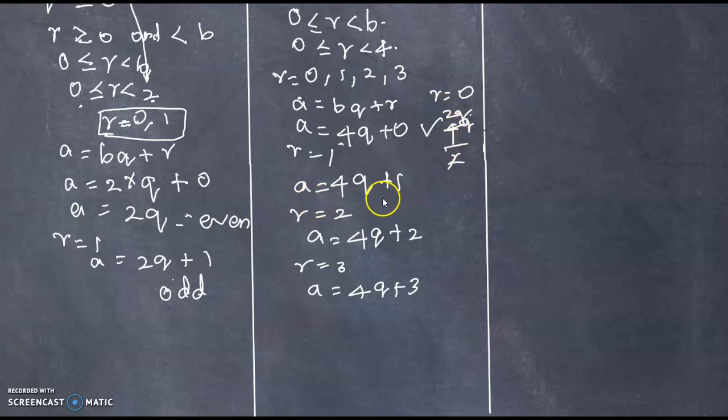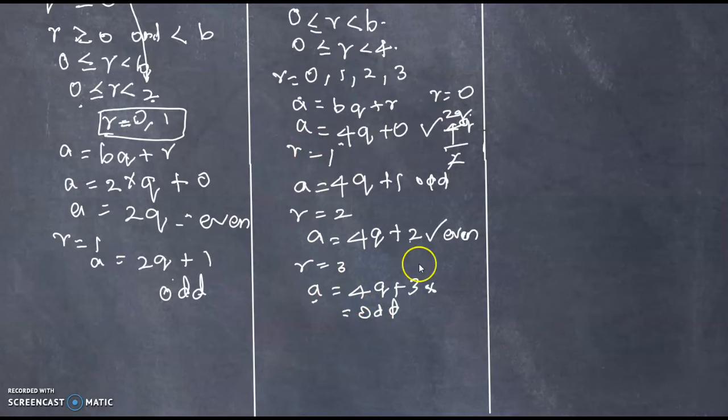And 4Q plus 1 is not divisible by 2, so it's an odd number. 4Q plus 2 is divisible by 2, which means this is an even integer. So we get the value of A as an even value. Whereas 4Q plus 3 is not divisible by 2. So we get the value of A as an odd integer.